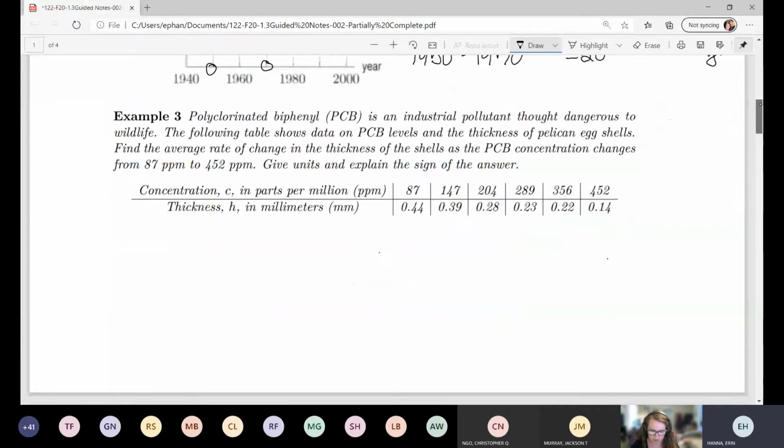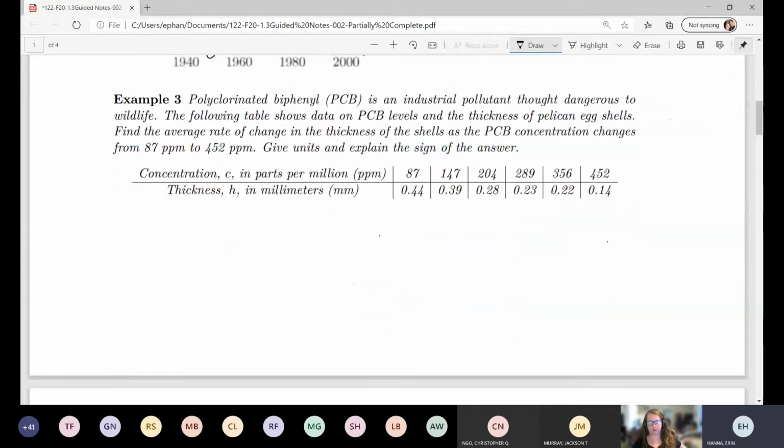So example 3. Polychlorinated biphenyl, if I read that correctly, PCB, is an industrial pollutant thought dangerous to wildlife. The following table shows data on PCB levels and the thickness of pelican eggshells. Find the average rate of change in the thickness of the shells as the PCB concentration changes from 87 parts per million to 452 parts per million. Give units and explain the sign of your answer.